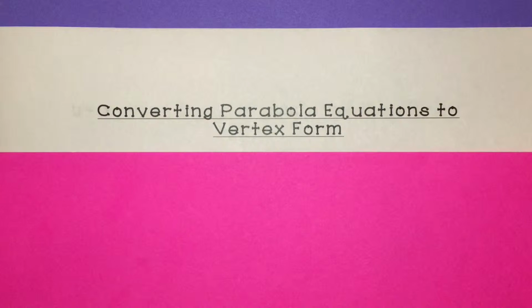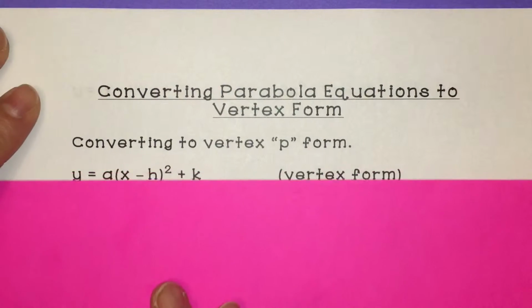We're going to convert parabola equations to vertex form. So a parabola equation is just a quadratic equation, so it's going to have an x squared value in it. We're not just going to convert it to vertex form, we're going to convert it to vertex p form.